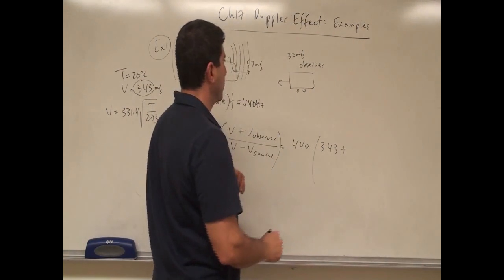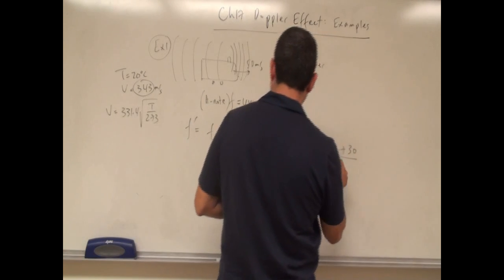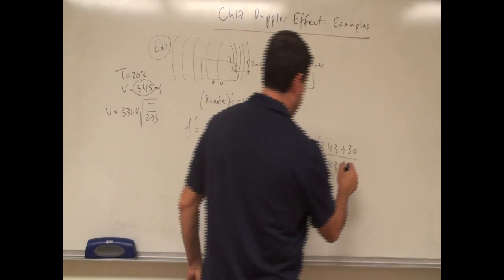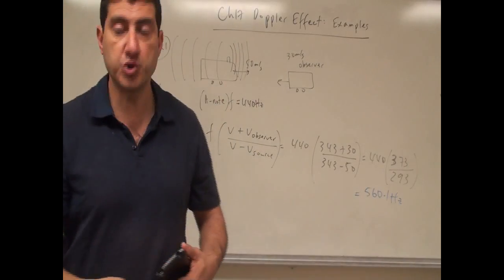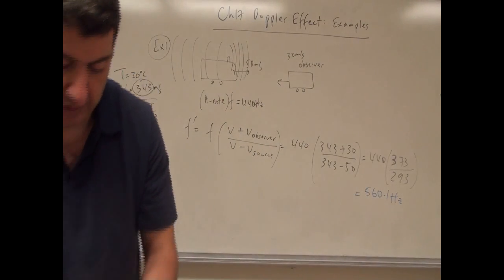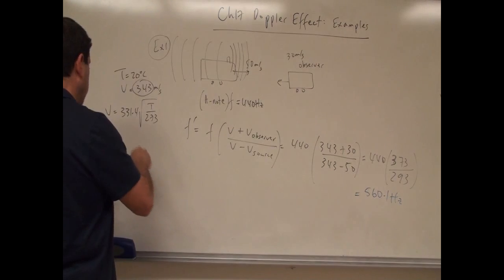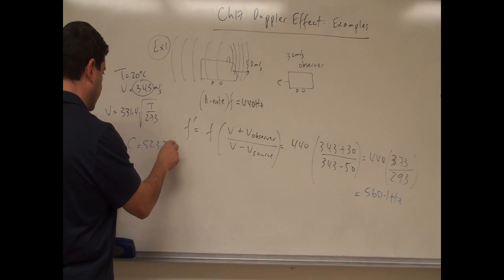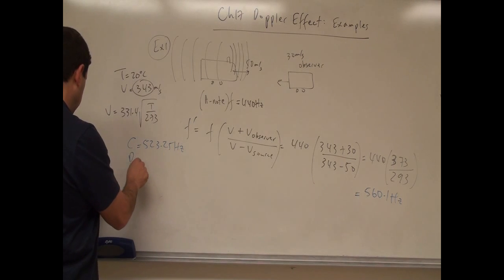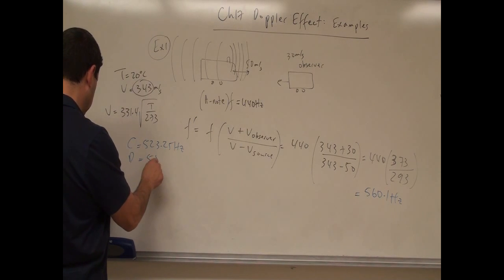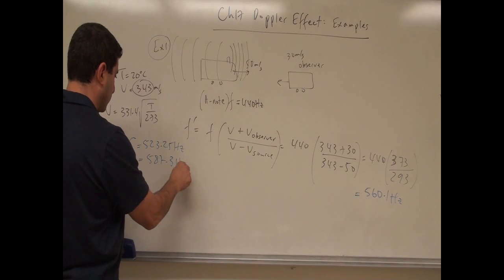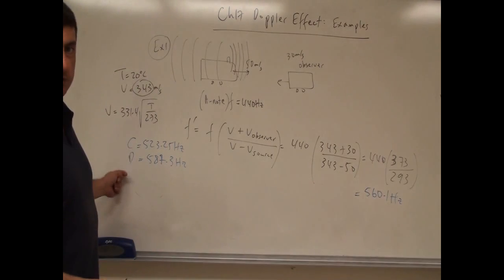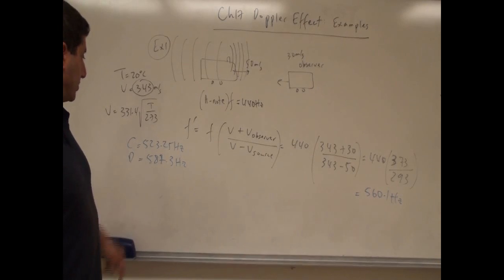Then we put the velocity of the observer, which is 30, divided by 343 minus 50, right? Wow, that is a musical note. I can check it here on my phone. C is equal to 523.25 hertz, and then the note D is equal to 587.3 hertz. So it's not one of the musical notes exactly, but it is between the C and D.